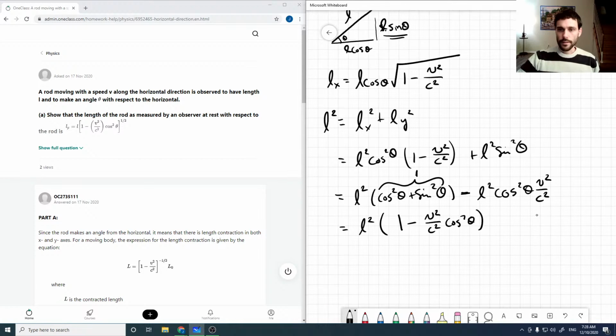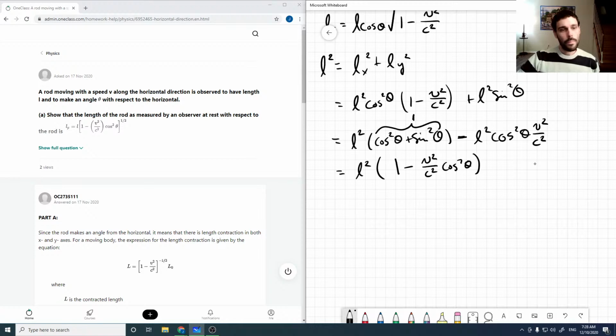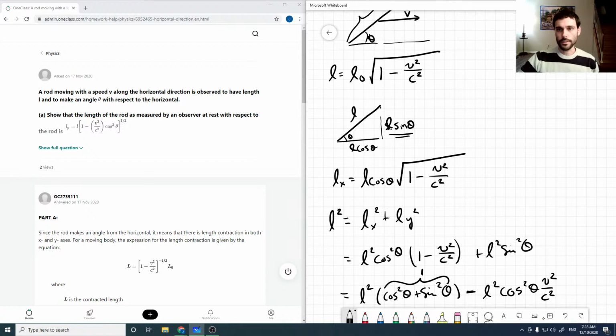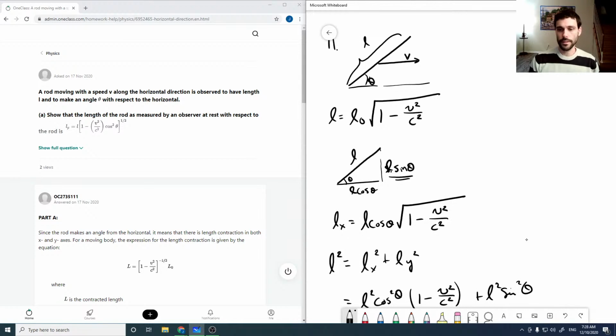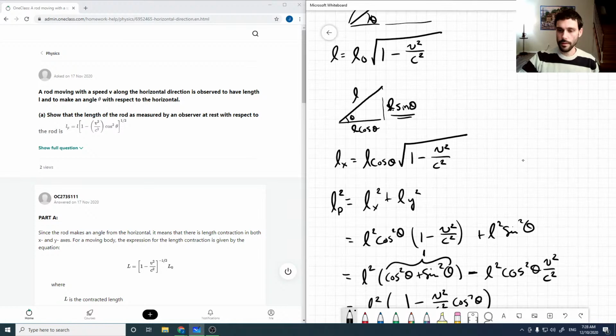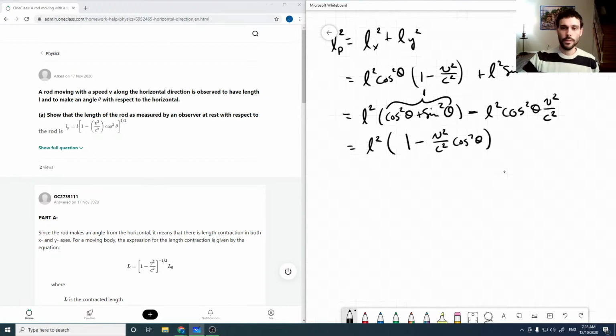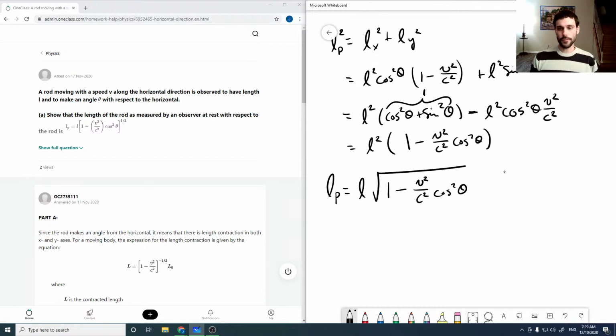And so our length now, I guess I should have called it, in retrospect, LP. That way we can differentiate. So then our LP, taking the square root of both sides, is then L times the root of 1 minus v squared over c squared cos squared theta. And so that was what we were asked to find or show.